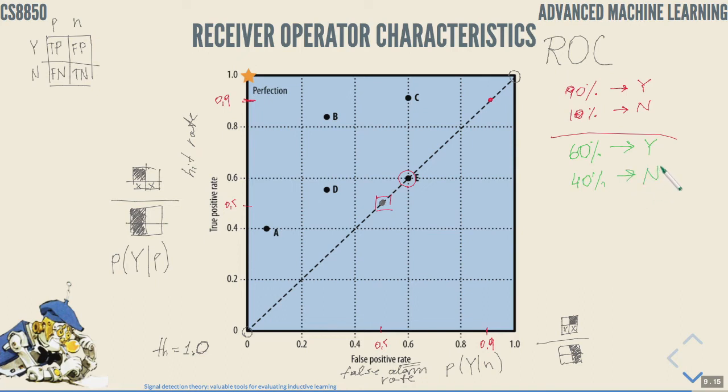But that means negative samples will be assigned to the yes class 60% of the time, so our false positive rate will still be 60%. That's how we get this line. This is a totally random classifier, but with different weighting towards one class or another. So that's what that line is.